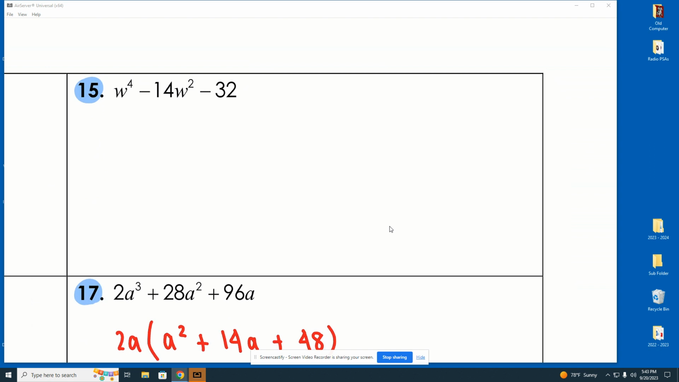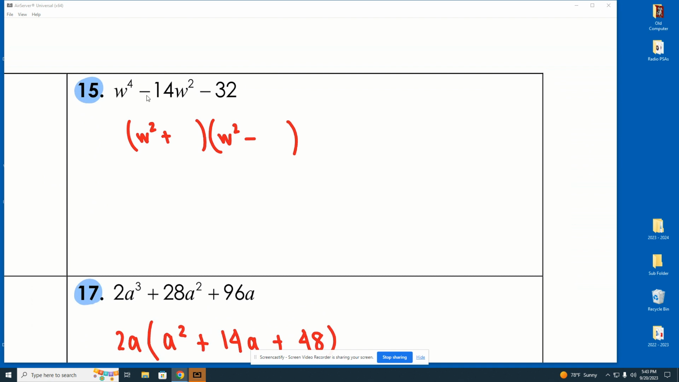So first, it's just a trinomial. It doesn't have any GCFs. So we're just going to break it out into two binomials. So what multiplies by itself to get W to the fourth? That's W squared. What multiplies to get a negative? Positive and a negative. So we're looking for two numbers that multiply to get 32 but have a difference of 14. Well, that's 16 and 2.